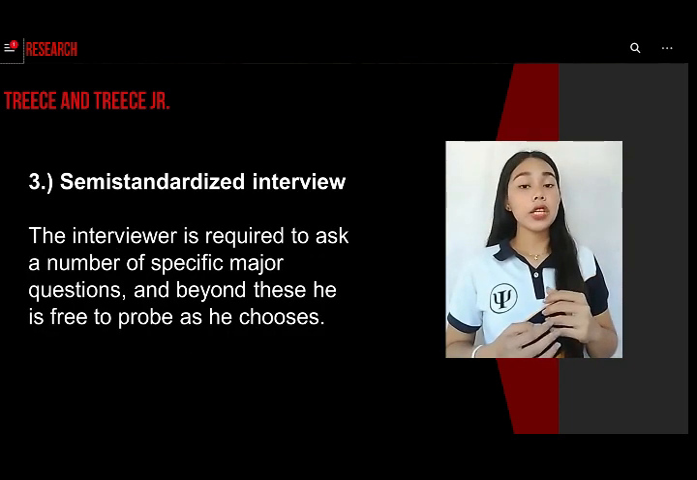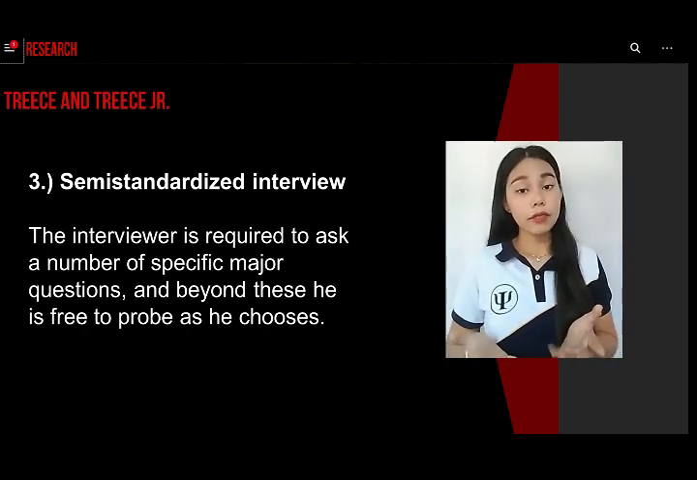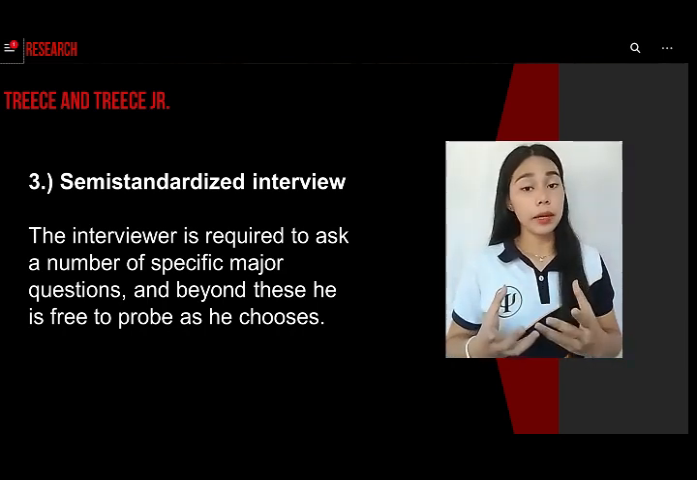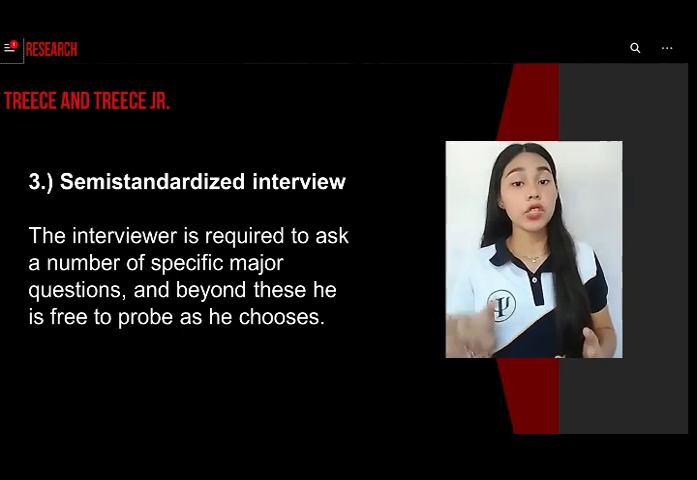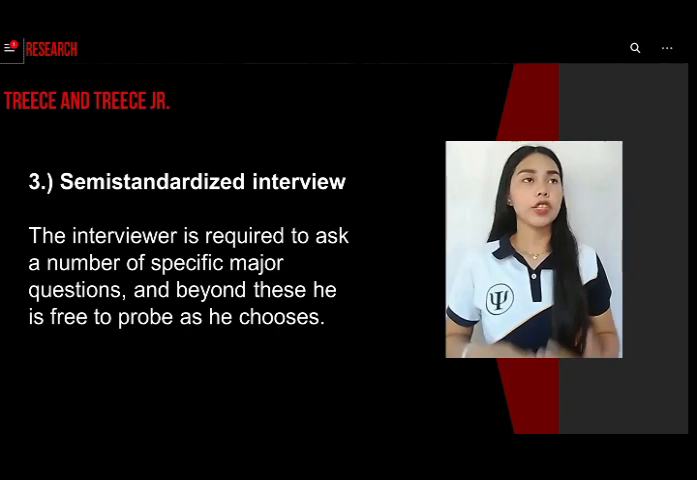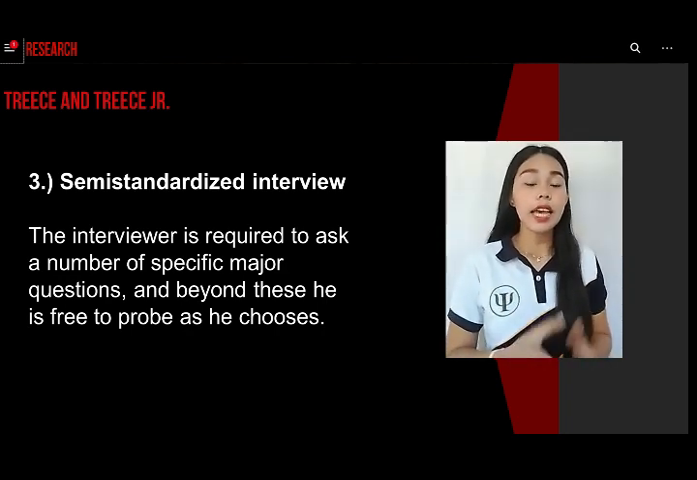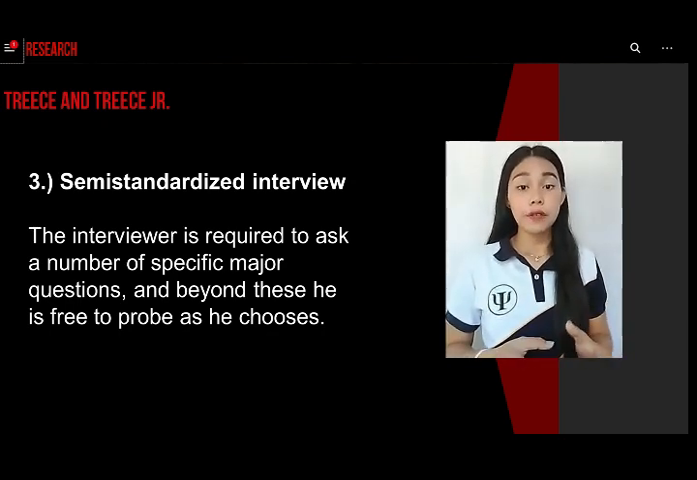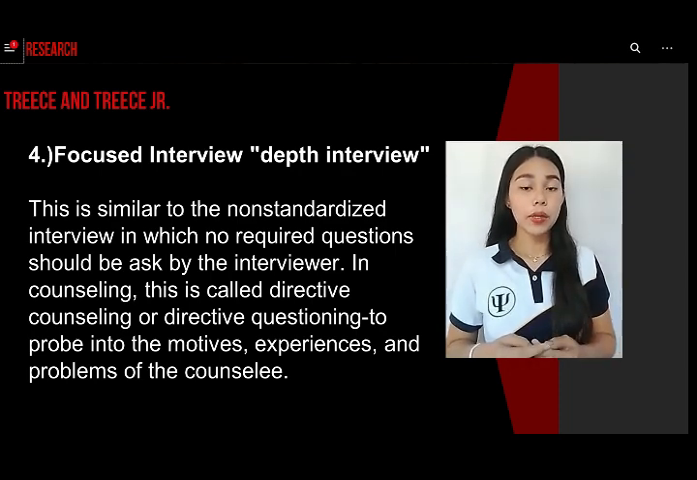The third classification is semi-standardized interview. What is semi-standardized interview all about? In this type of interview, the interviewer is required to ask several major questions, and beyond this, he is free to probe as he chooses. So there are prepared questions to be asked, and once these are asked and answered, the interviewer is free to ask any question as he sees fit for the situation.